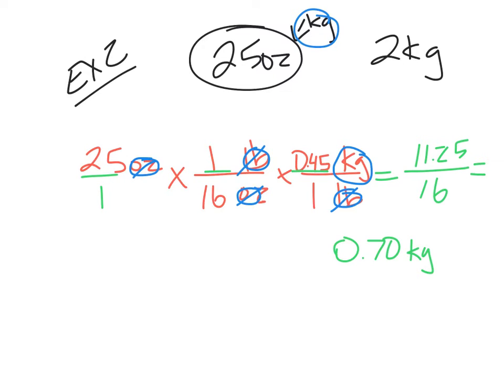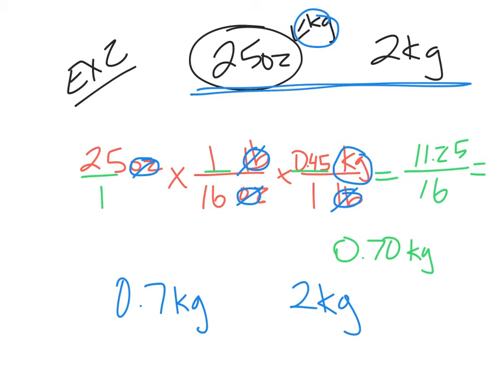Now the original question asked us to compare these two measurements. So we just changed the 25 ounces into 0.7 kilograms. And then we have 2 kilograms. And then they want you to tell me which one's larger. So is 0.7 larger or is 2 larger? So then I would write my less than sign. Any questions? Okay, so you can do a double conversion. You just have to figure out how to get from that original measurement to the bigger one that you want to get to.